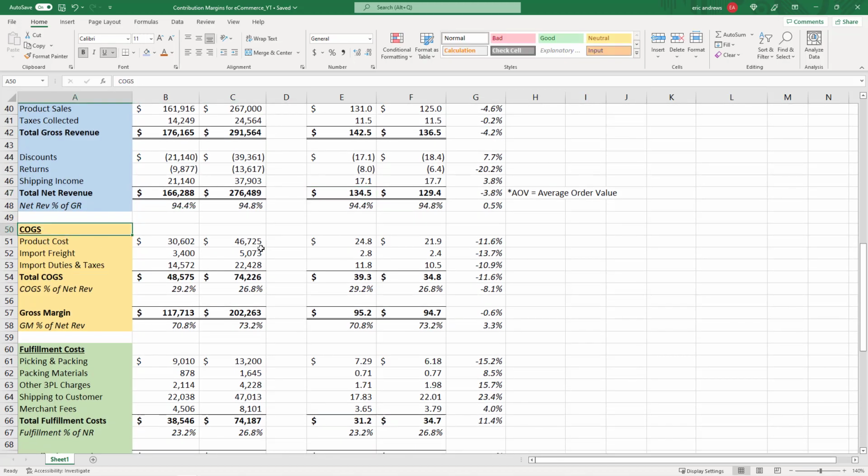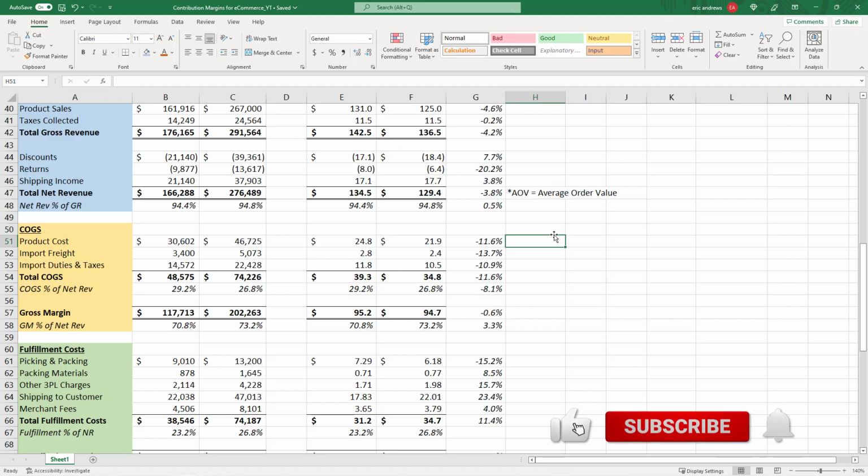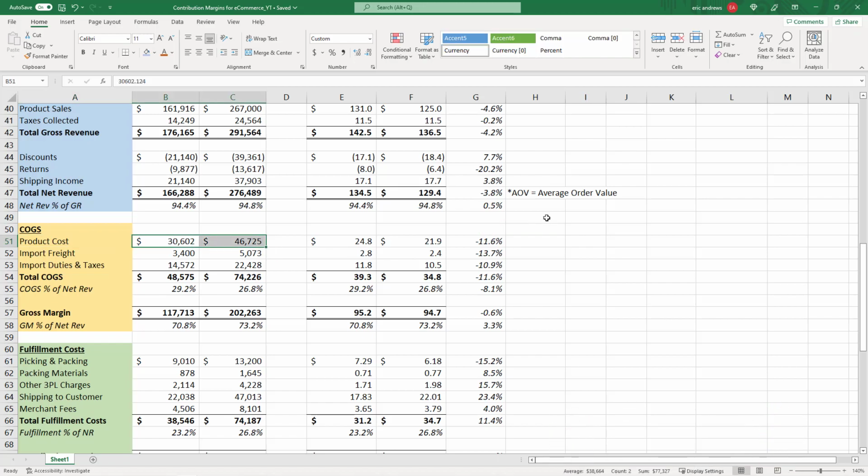So first, let's go into COGS. COGS, from an e-commerce perspective, would include product costs, so just making the product itself, import freight, so that's getting the product imported into the country wherever you have your warehouse, and import duties and taxes. So this is generally related to making the product and getting it to a place where it can be fulfilled. So we're saying that the COGS as a percentage of net revenue in this month are 29% of revenue, and this month they're 27% of revenue. So it's only costing us about $39, and in this month $35 to make the product and get it to where it can be fulfilled.